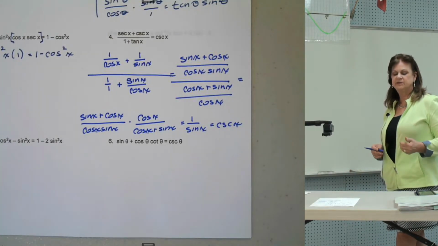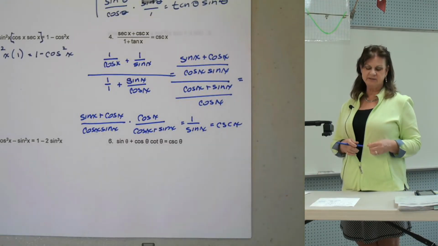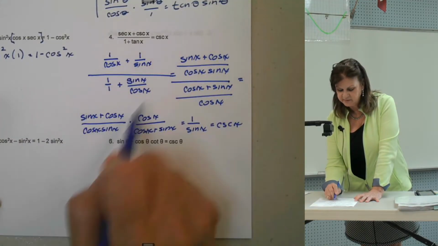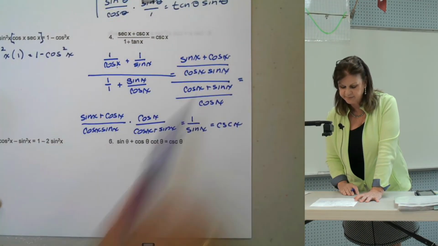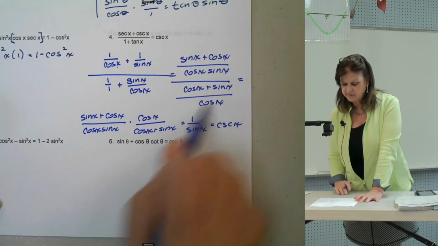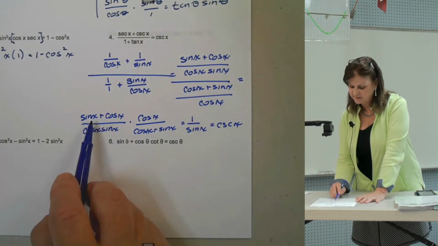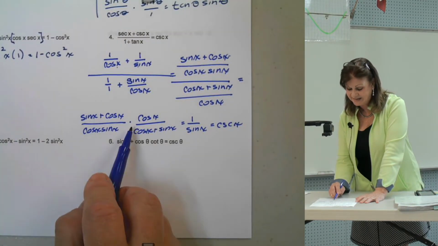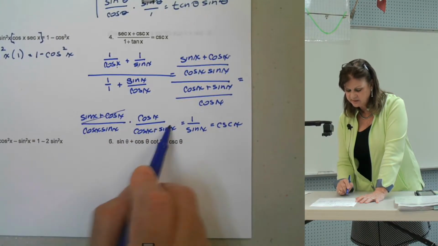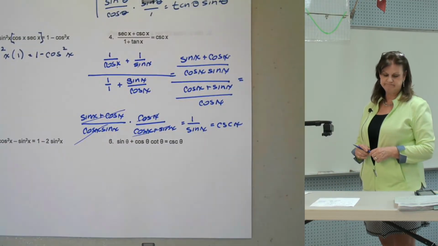Okay, so I change secant to 1 over cosine. I change cosecant to 1 over sine, and I change tangent to sine over cosine. And then right to left, left to right, denominator, denominator. And then I'm going to flip. So I've got sine plus cosine over cosine sine times cosine over cosine plus sine. Those cancel out. That cancels out. And you're left with 1 over sine, or cosecant.